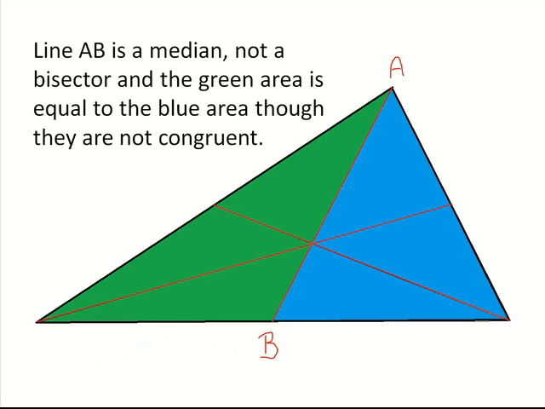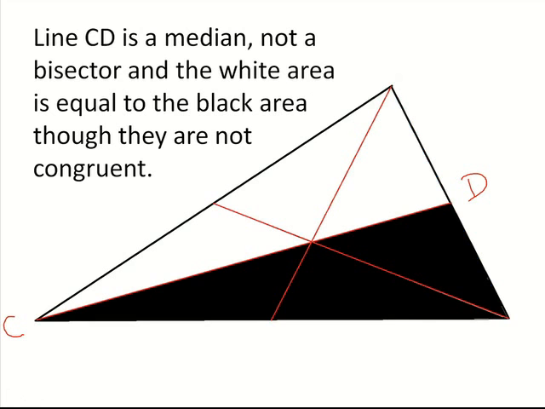Line AB is a median, not a bisector, and the green area is equal to the blue area, though they are not congruent triangles. In other words, this area right here is exactly equal to this area right here, though they're not congruent. The areas are the same. Line CD is a median, not a bisector, and the white area is equal to the black area, though they are not congruent. In other words, the white area here is the same amount of area as the black area here.